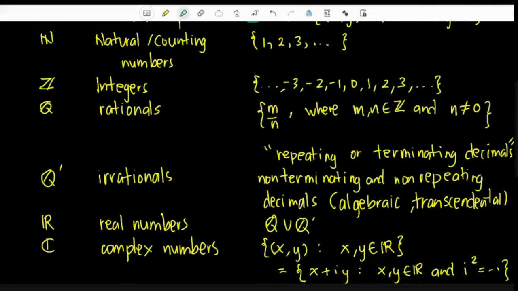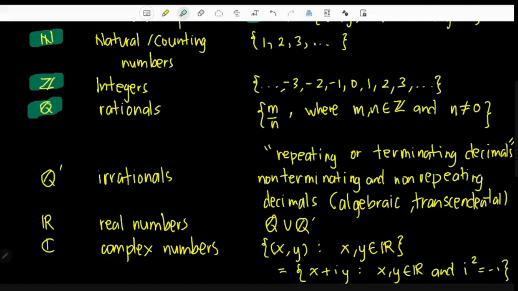Now, primarily the set that we're going to study is the set of integers. But let me go ahead and define the other sets that may occasionally appear in our discussion. So the blackboard letter N is the set of natural numbers or counting numbers. So that's 1, 2, 3, and so on. The blackboard letter Z is the set of integers. So that contains all the positive integers, the zero, and the negative integers.